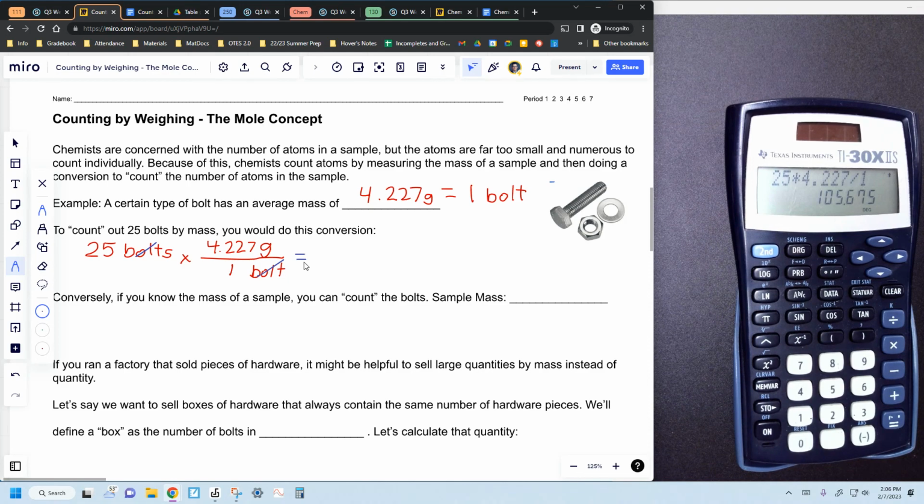Okay. The electronic balance I'm going to use only goes to tenths of a gram. So I'm going to go ahead and round that to 105.7. And again, what did I do? I figured out how much mass I would need to measure out to count out 25 bolts. So let's do it.